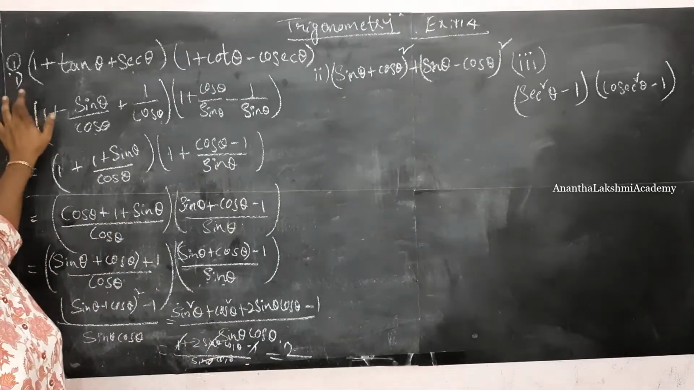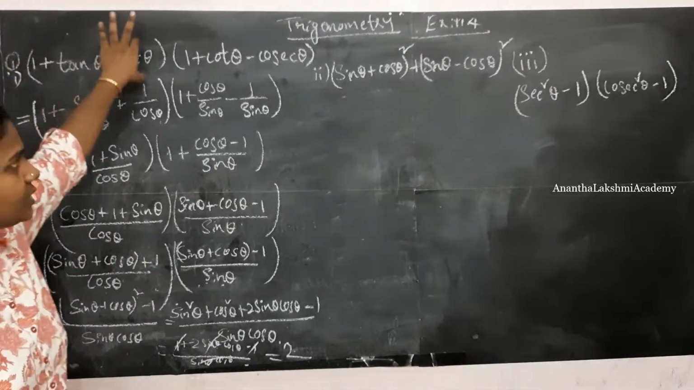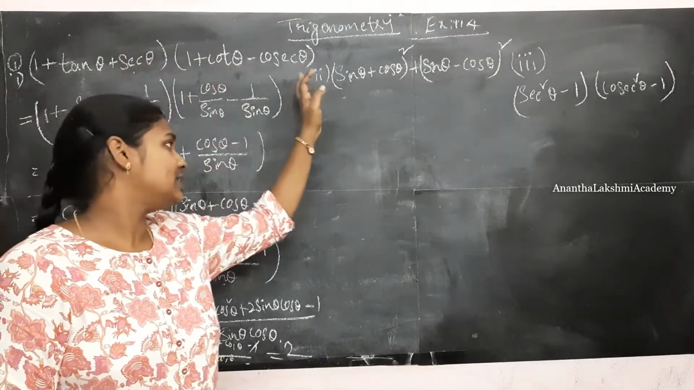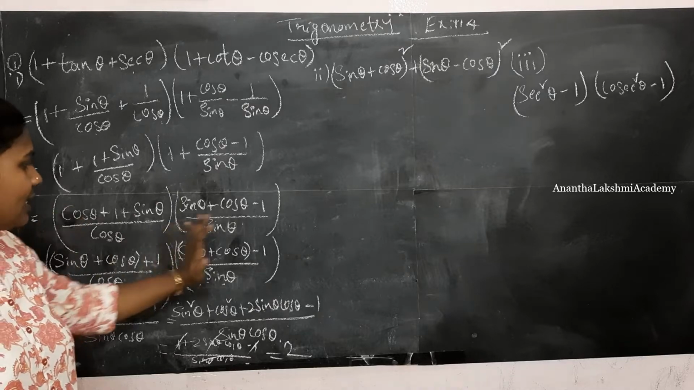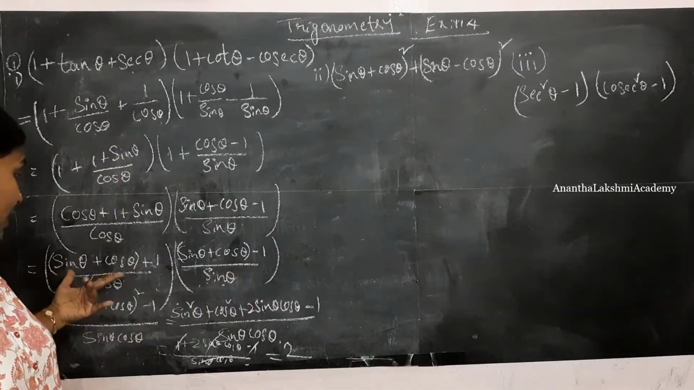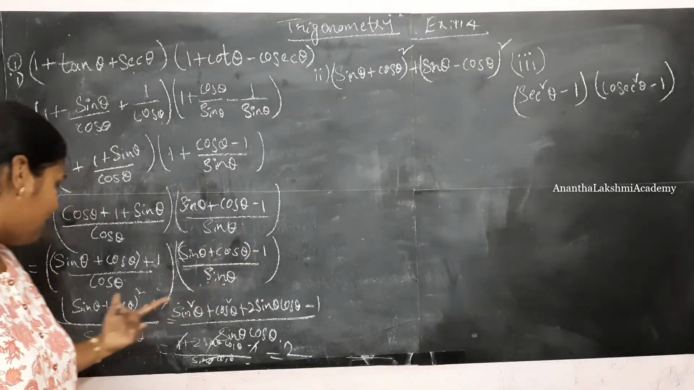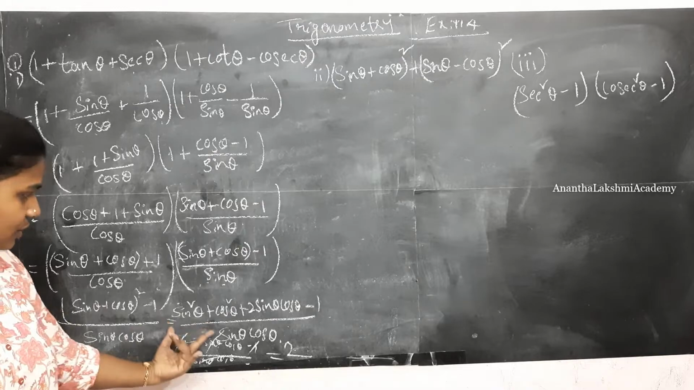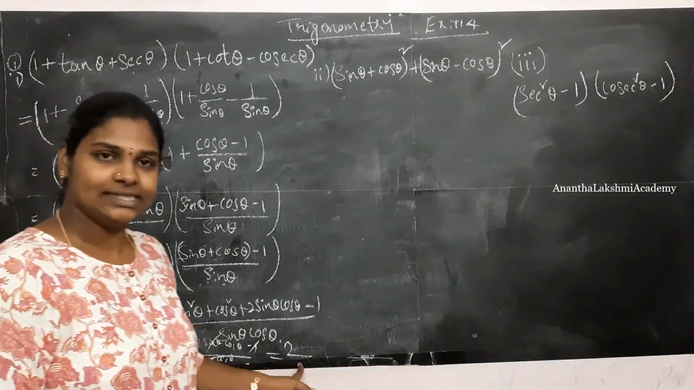So what we have done in this problem is we just expanded the trigonometric ratios: what is tan, what is secant, cot theta and cosecant theta. Then A plus B into A minus B, we extracted it as A square minus B square, and within that we used one of the trigonometric identities, and the result is 2.